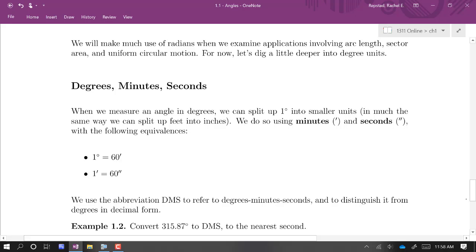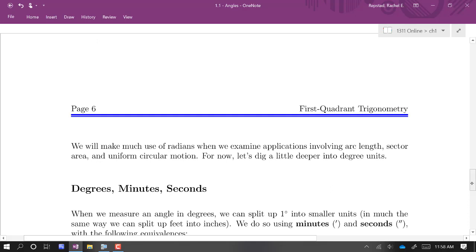For now, we're going to work mostly with degrees and dig a little bit deeper, and we can actually split up a degree into smaller units, and we call these units minutes and seconds. And before I talk about the minutes and the seconds, I'm going to bring up something that we're all pretty familiar with.